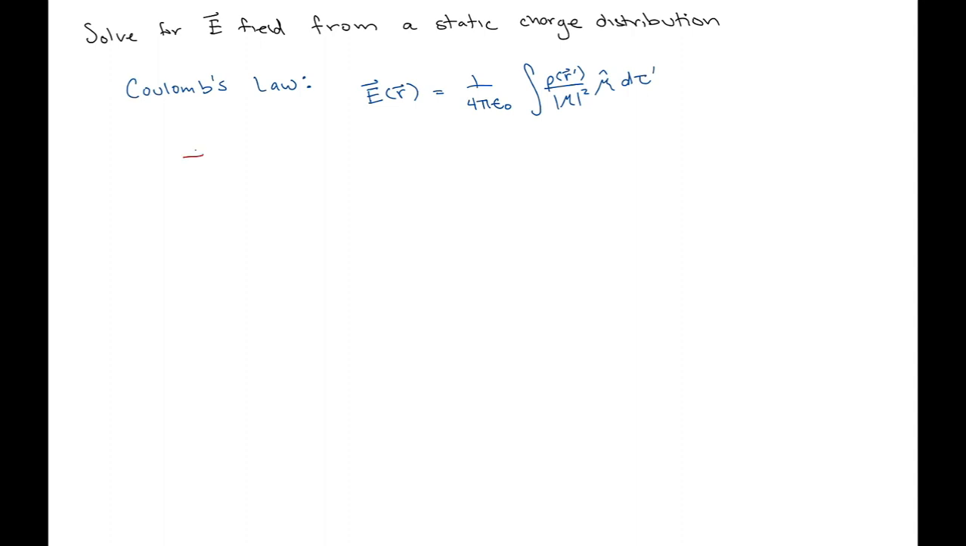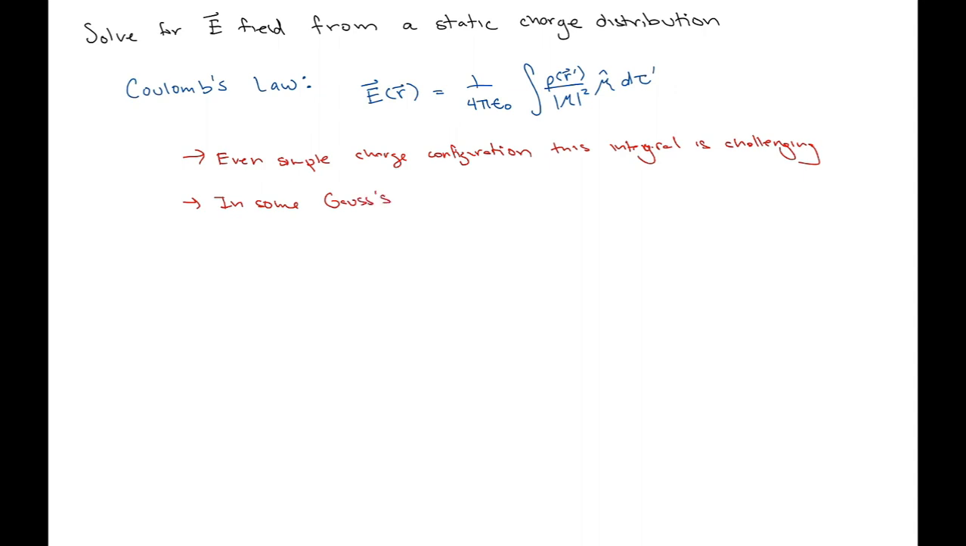Okay, so I would say that even for simple charge configurations, which is all we really dealt with, idealized ones like spheres and planes and lines, this integral is challenging. And of course, in some cases, we can cheat with Gauss's law. But those are highly idealized cases.